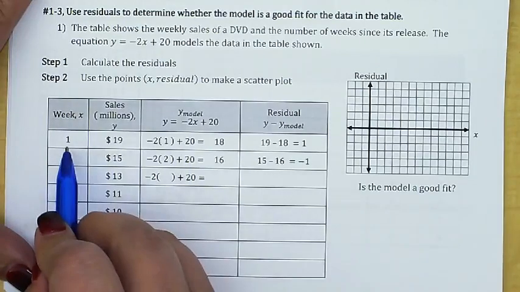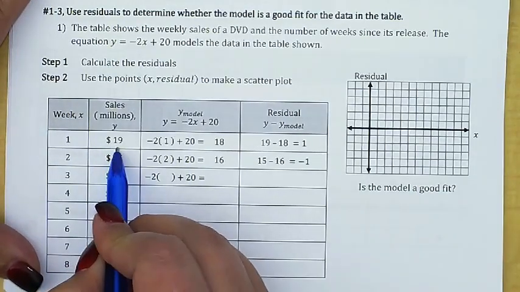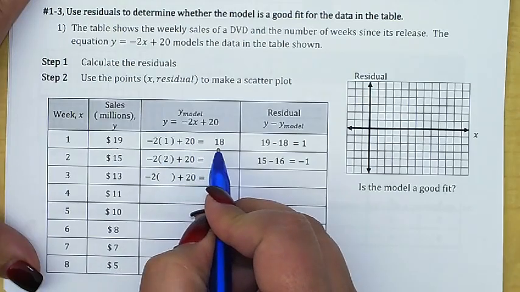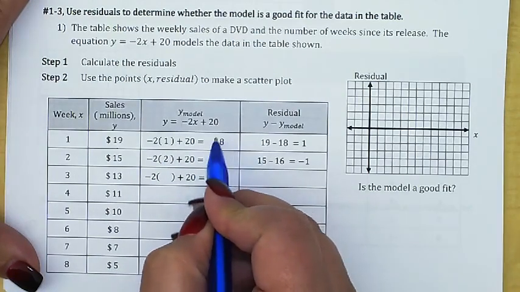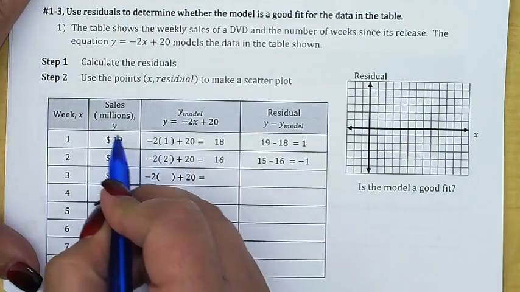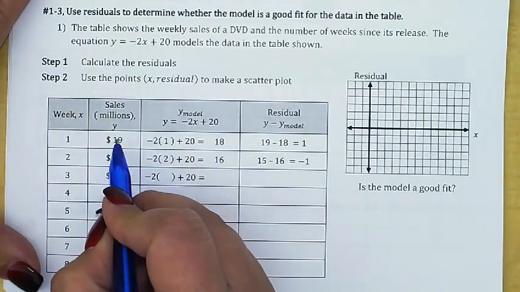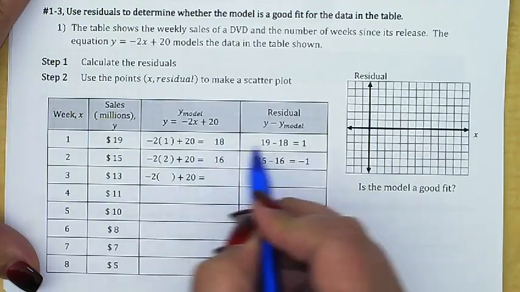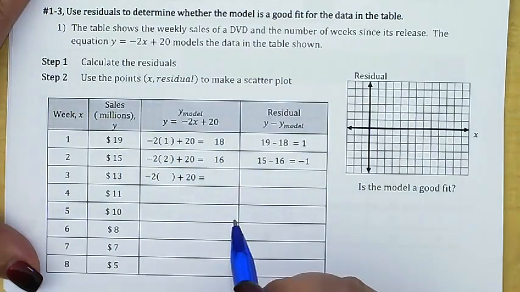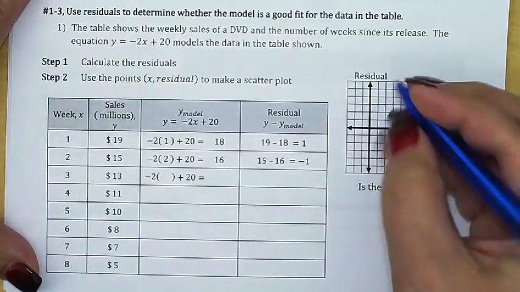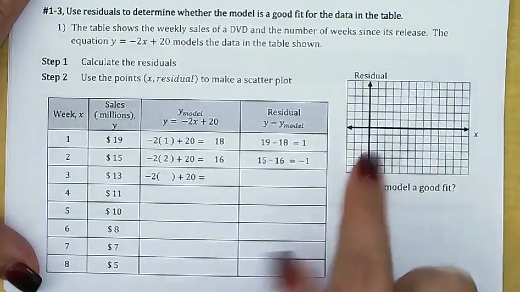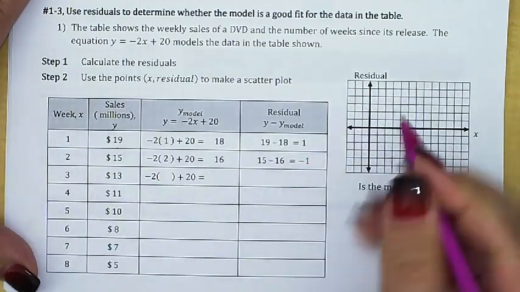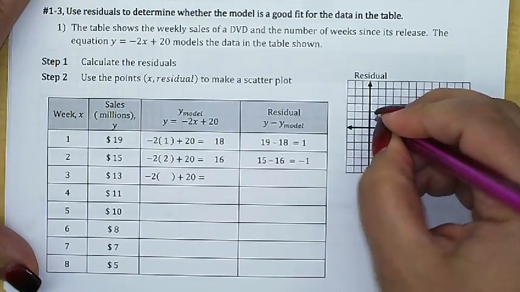Okay, so for example, in week 1, the actual sales were $19 million. The model predicted in week 1 that the sales would be $18 million. So this would be the point on the trend line. This is the actual scatter plot point. We always do actual minus model. 19 minus 18, that's a residual of 1. So where x is 1, this is how we graph that. So at x equals 1, the residual was 1, so that plots right here.